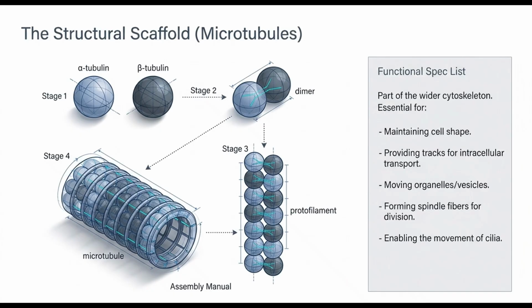Now, let's see the microtubules, the structural scaffold. So microtubules are long, hollow cylindrical structures that form part of the cell's cytoskeleton. They are composed of alpha and beta tubulin proteins that join to form dimers. Okay, clear? Alpha tubulin and beta tubulin form the dimer. So these dimers are assembled into protofilaments. See the protofilament.